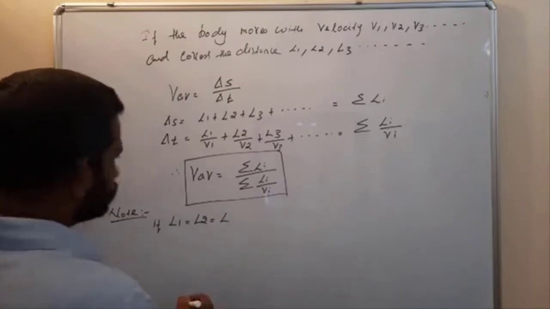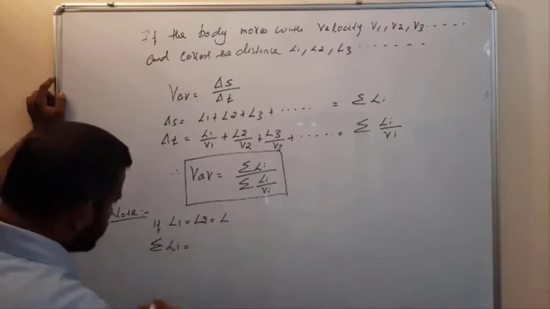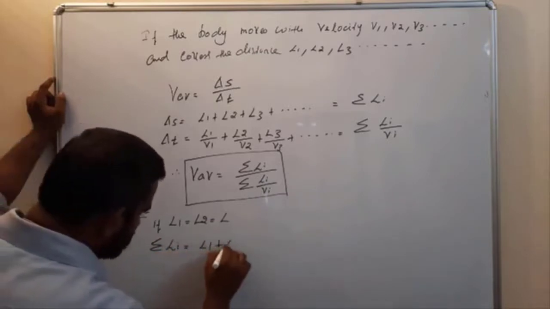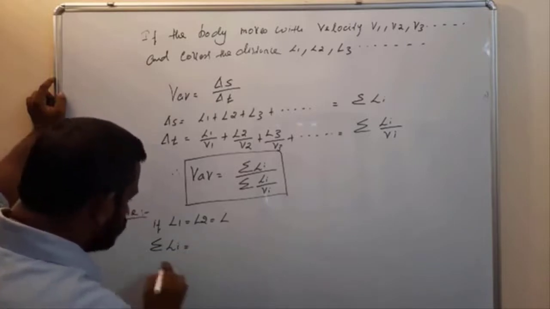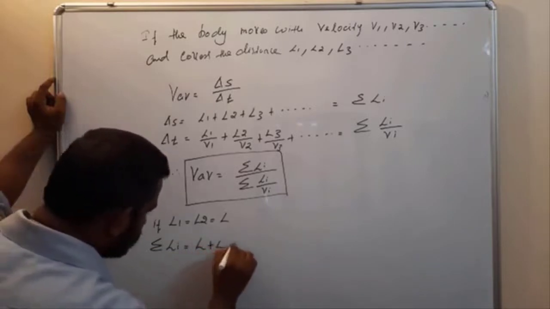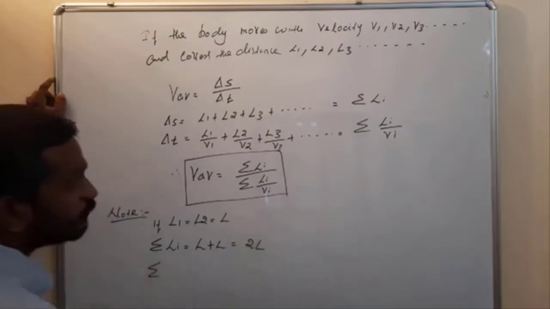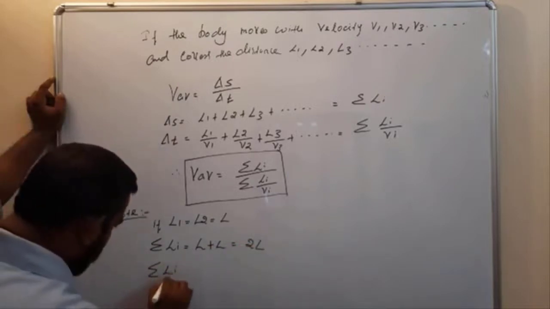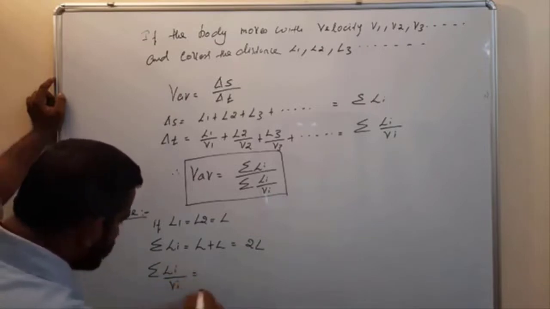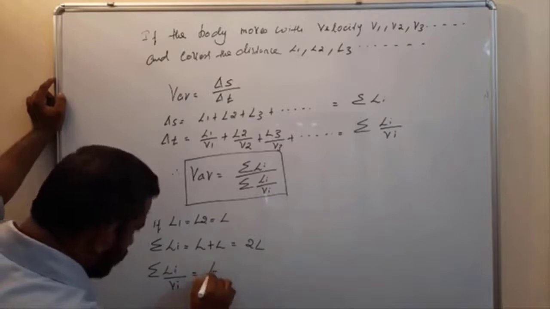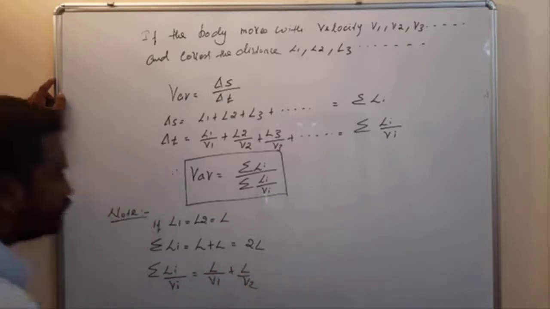So summation of Li is equal to L1 plus L2. So Li is equal to L plus L, so that's equal to 2L. So summation of Li by Vi, that's equal to L by V1 plus L by V2.